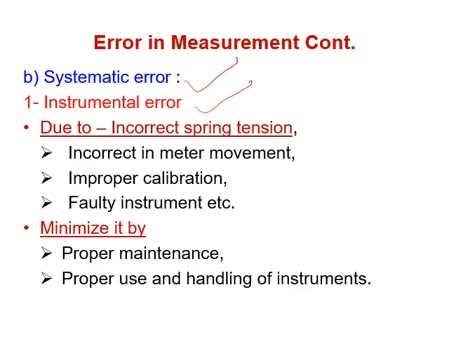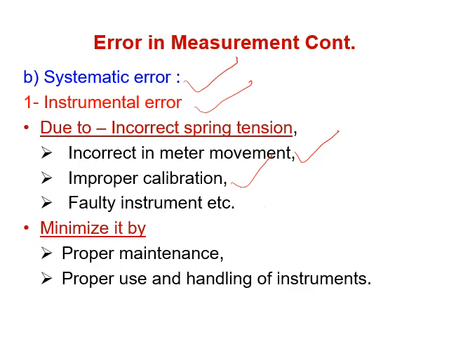So here it's incorrect meter movement that's causing the problem in the spring, and improper calibration. Some devices we are supposed to calibrate every 1 year or 2 years. If we are not doing the right calibration, we may have that kind of problem, which is the incorrect spring tension.